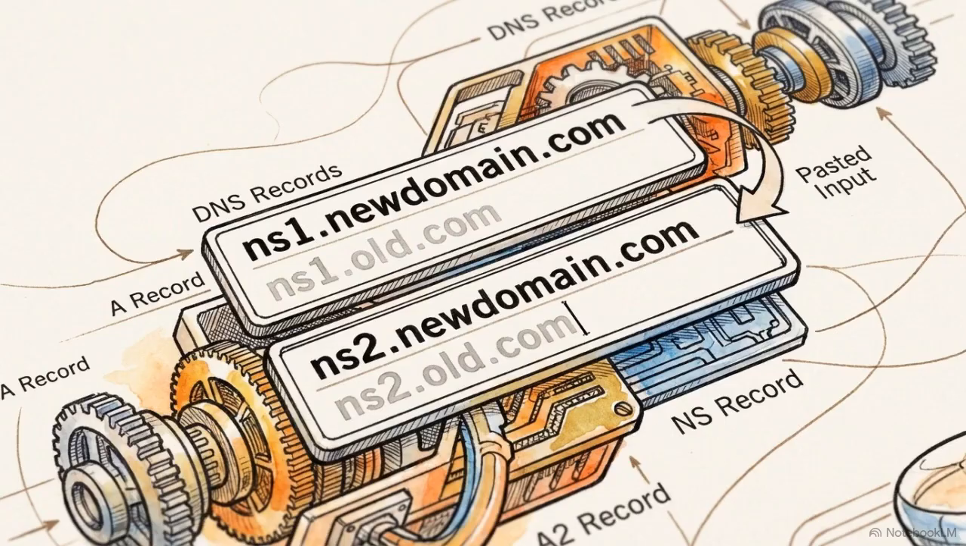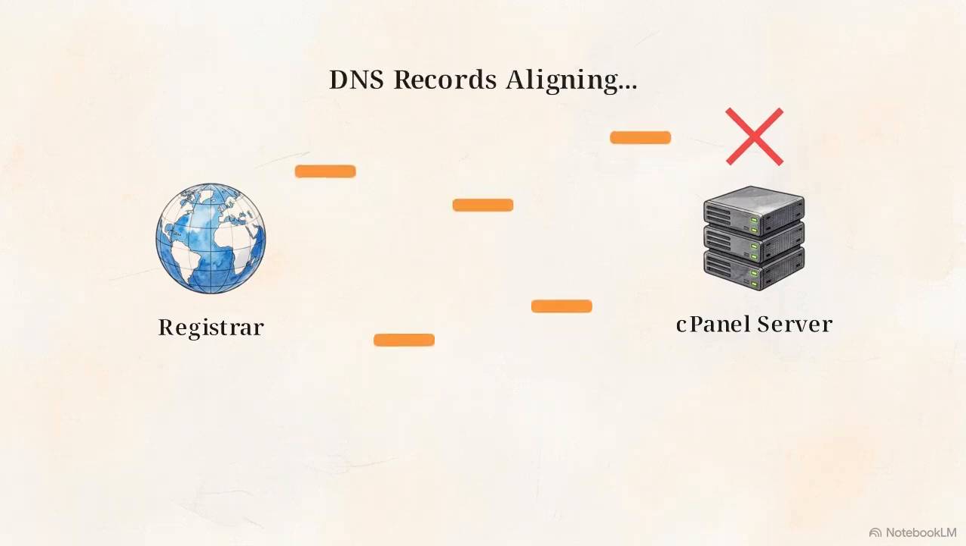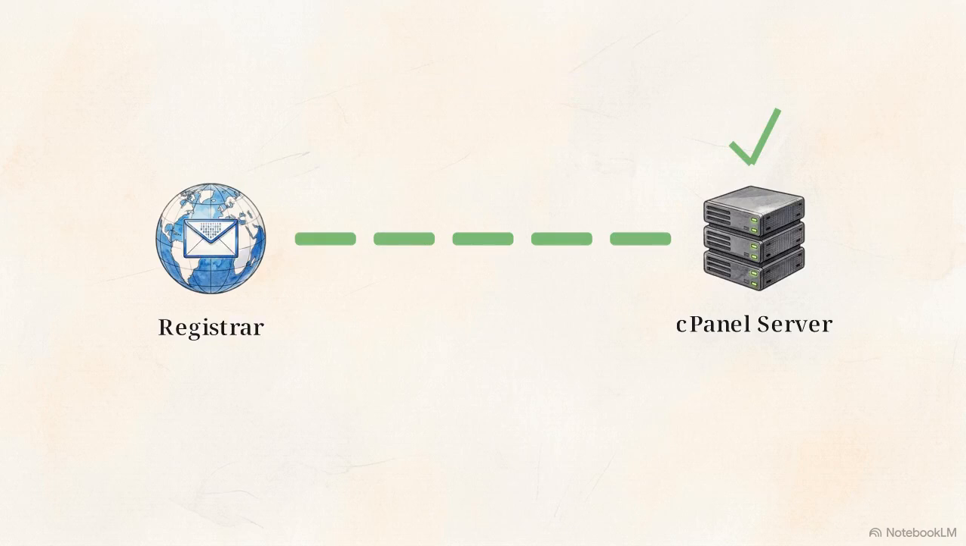Locate the DNS management section for your new domain and replace any existing records with the 2 addresses you just copied. Many hosting providers use a validation check, often referred to as the golden rule of shared hosting. Essentially, the DNS records must be pointed to the server at the registrar level before cPanel will allow you to add the domain to your account.